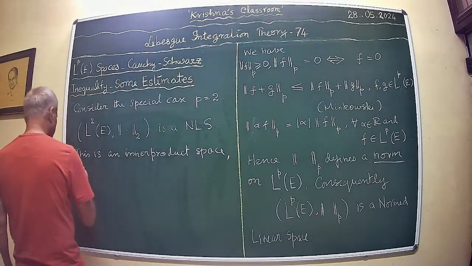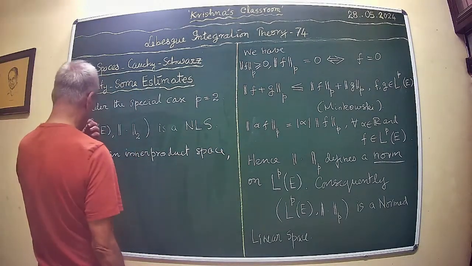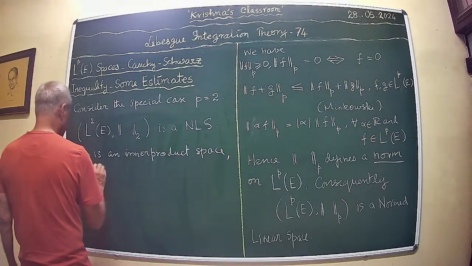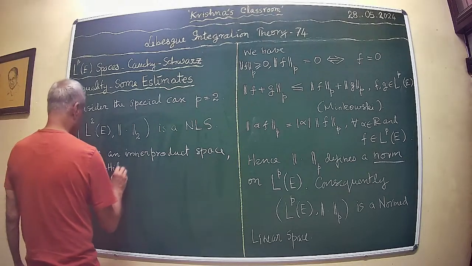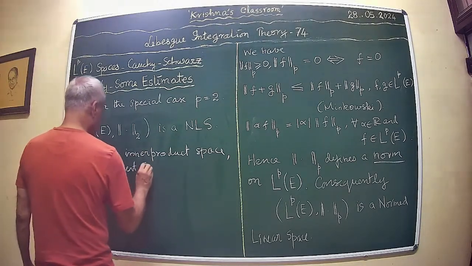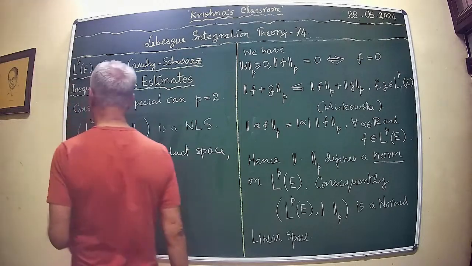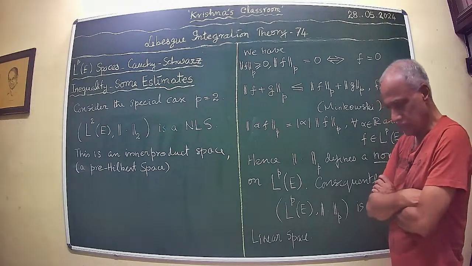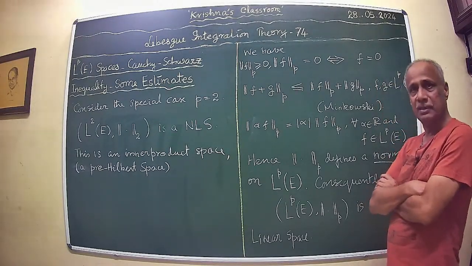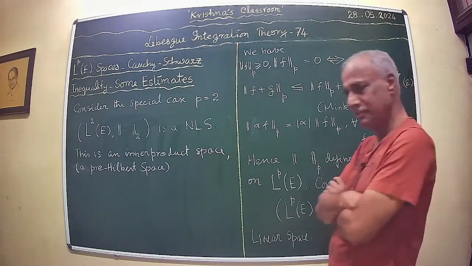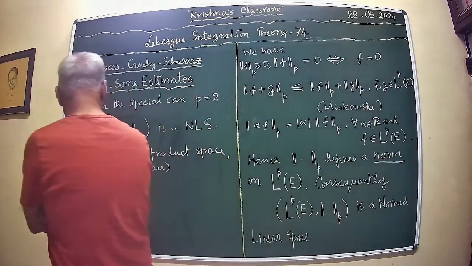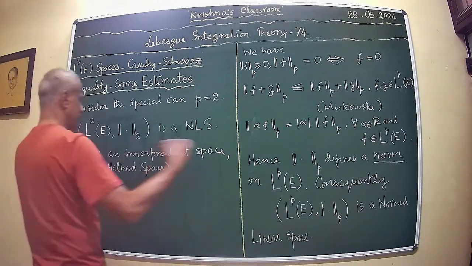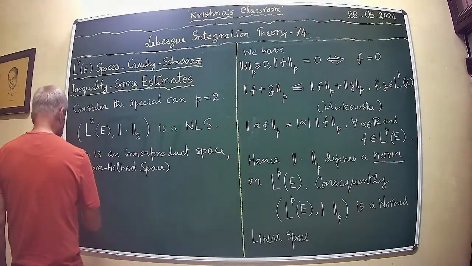That is, or what you call a pre-Hilbert space. Both are the same. Pre-Hilbert space is a linear space where the parallelogram law holds. That means what you call a pre-Hilbert space, what you call an inner product. Let us look at them one by one. An inner product space.